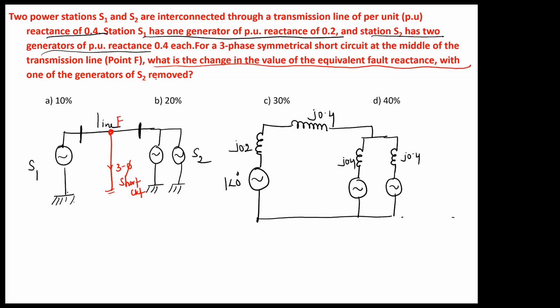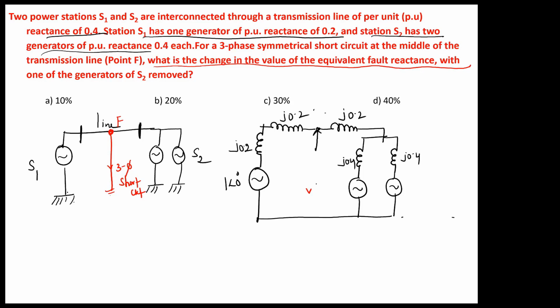Very complex question. What will be the change in the equivalent fault reactance with one of the generators of S2 removed? First you have to calculate the original fault impedance. For that, imagine the fault is here. That means half of the transmission line reactance is on this side and the remaining half is on the other side. It is j0.2 and j0.2.